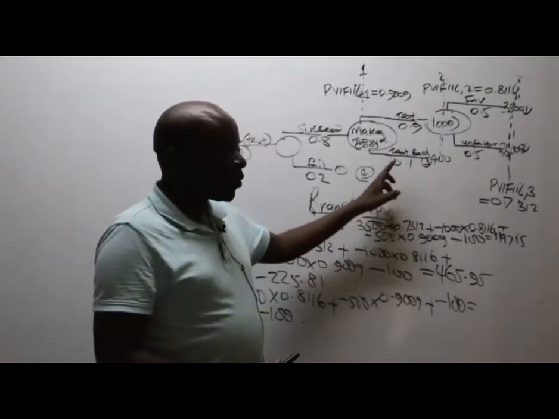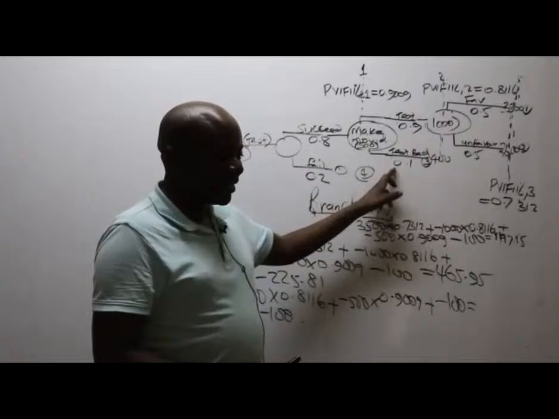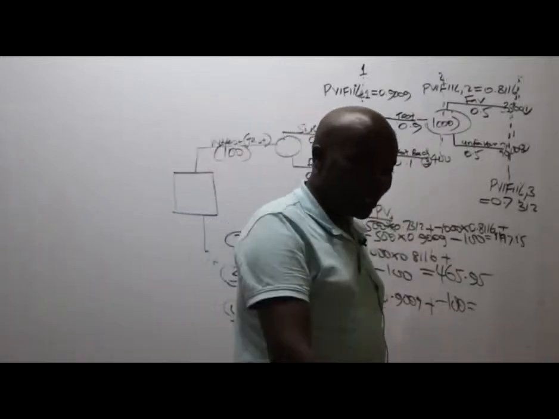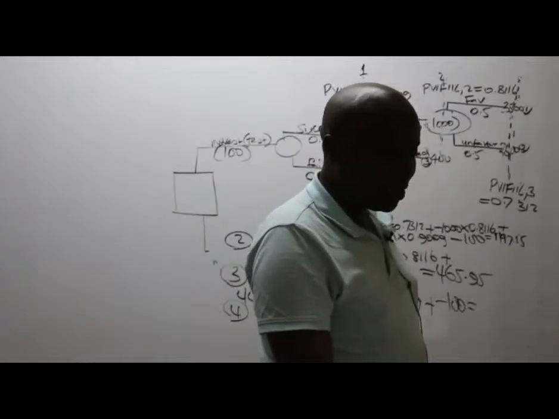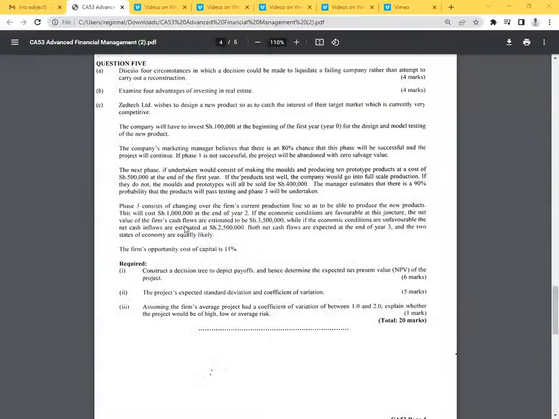Okay. Yes, these are given in the question. What they have told us here is if you mold. Look at this. They've told us here, the next phase, if undertaken, would consist of making the molds and producing 10 prototype products at a cost of 500,000 at the end of the first year. If the products test well, the company will go into full-scale production. If they do not, the molds and prototypes will be sold at 400.